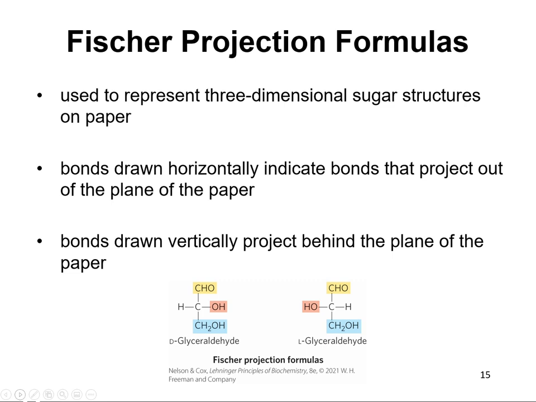of the paper. So the bonds that are drawn horizontally are indicating that bonds are projecting out of the plane of the paper, or if you're looking at a screen, like you're watching this, out of the plane of your screen. And then there's the vertically drawn bonds, and they project behind the plane of the paper or the screen. Again, you won't be drawing Fischer projections, but you're going to see a lot of them.